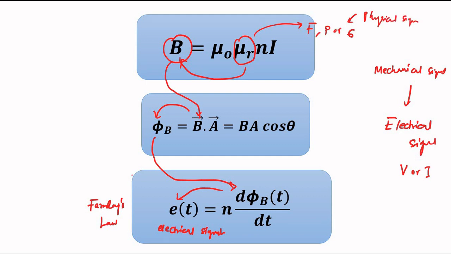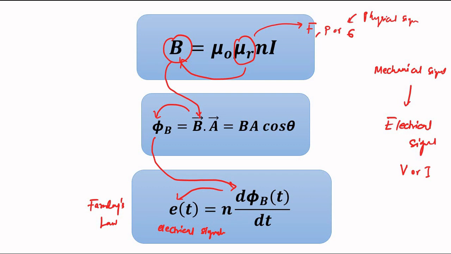is relative permeability. Relative permeability causes a change in flux density. Flux density causes a change in flux. Change in flux produces an EMF. So this is the basic principle. We all know that.